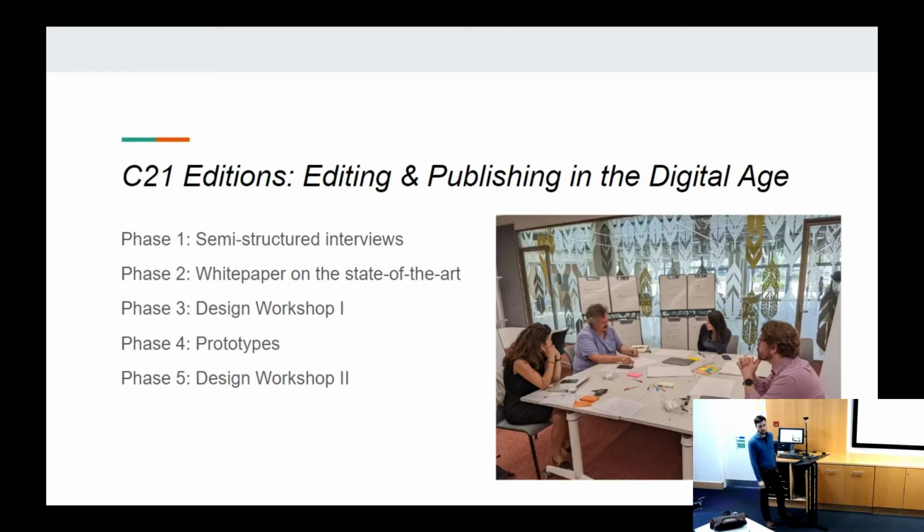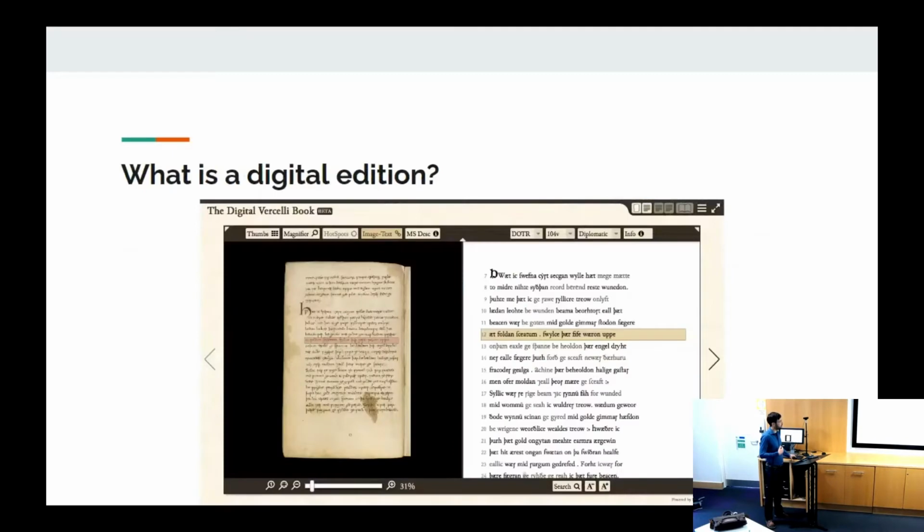The picture you're seeing there is from one of our design workshops, where we invite researchers and understand their needs in relation to software and infrastructure around digital editions. And then we want to build some prototypes and have more design workshops and understand how they work. Okay, that's enough about us.